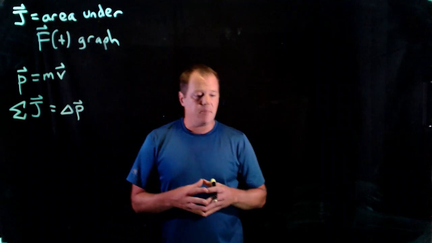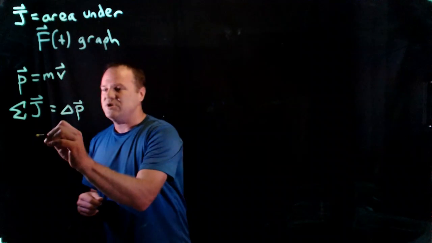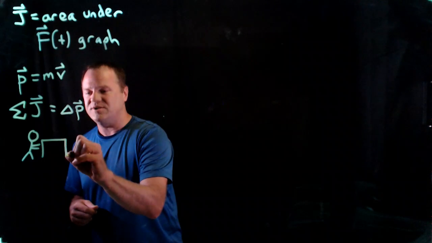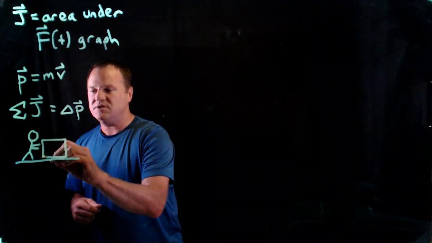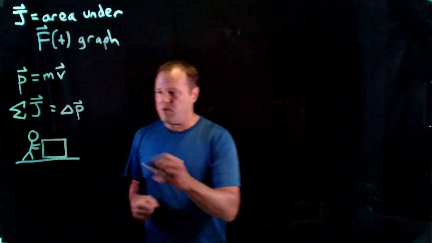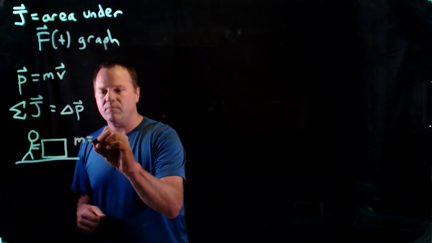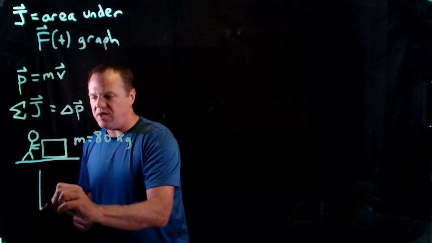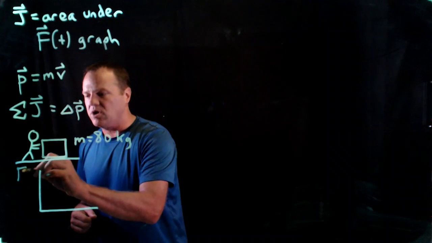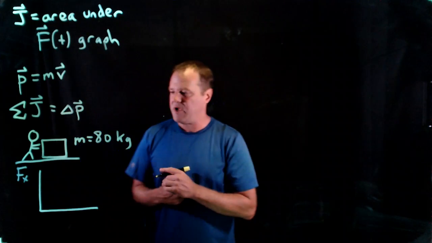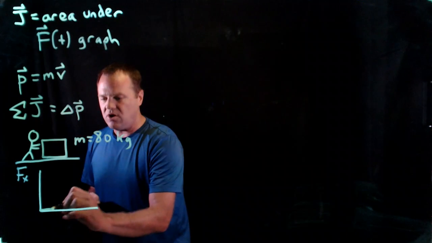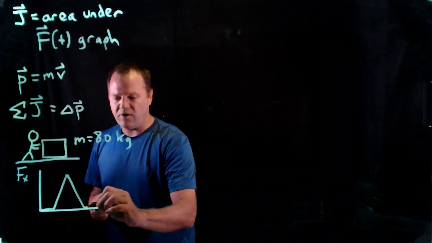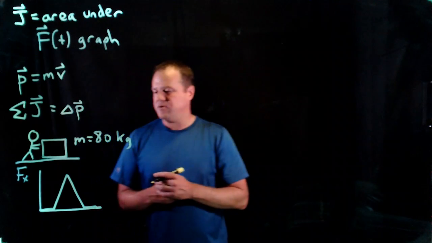So I'm going to invent a problem for you. Let's say that a person pushes a box across a frictionless floor, and instead of exerting a fixed force, they exert a variable force. The mass of this box is 80 kilograms, and the force that the person exerts in the horizontal direction, F subscript x, is going to start at 0, and then they're going to increase it to a maximum of 250 newtons, and then they're going to ease up steadily down to 0.